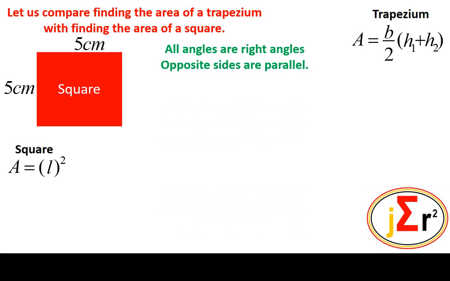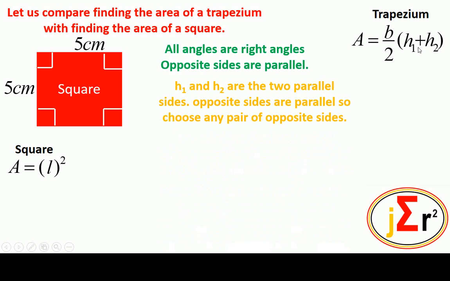All angles are right angles and opposite sides are parallel. That's a property of a square that is well known. We don't need to reiterate. Now, here we have the formula for the area of a trapezium. What we have here are symbols, and it does not matter what symbols we have here. The two numbers that are added inside of the brackets will be the two parallel sides.